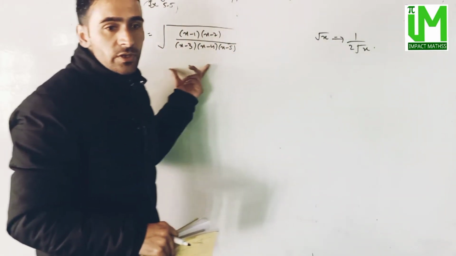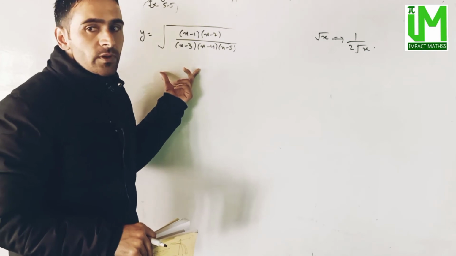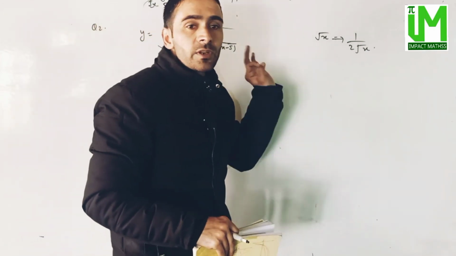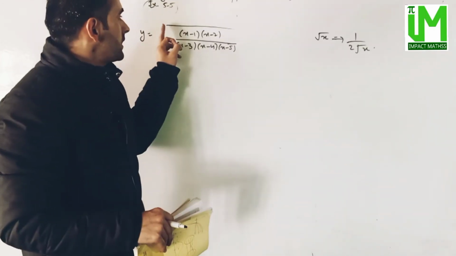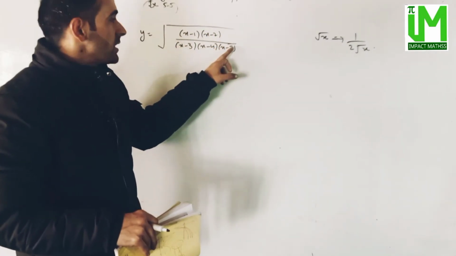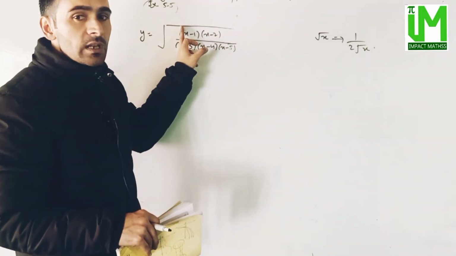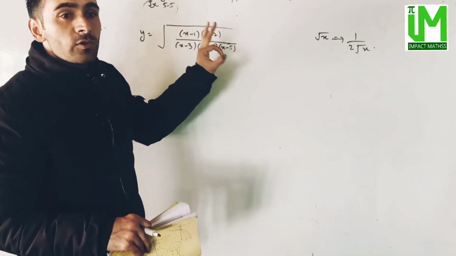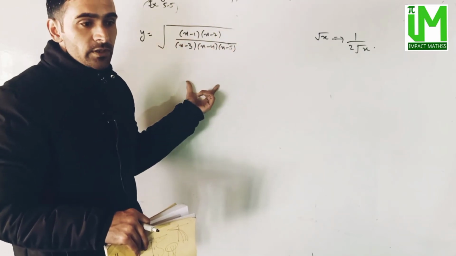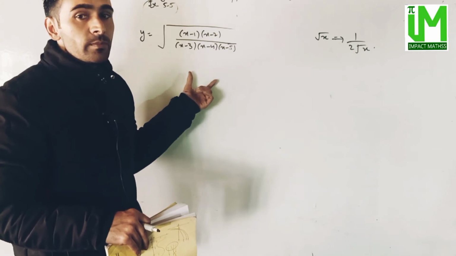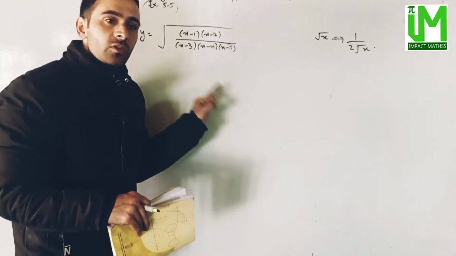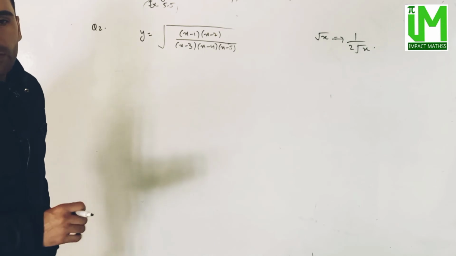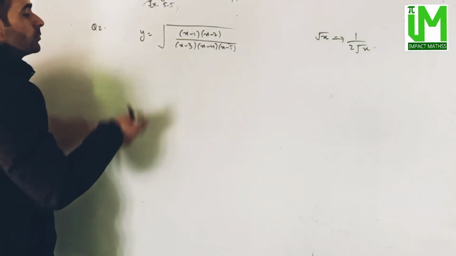What will we do? Outer function's differentiation into the product of the inner function's differentiation. But what is the inner function? That is this whole thing here. To differentiate it, we would need the quotient rule, and inside it we would have to apply the product rule. So it means it will be much lengthy. So to avoid lengthy calculation, if we apply log, see how simple this will be.